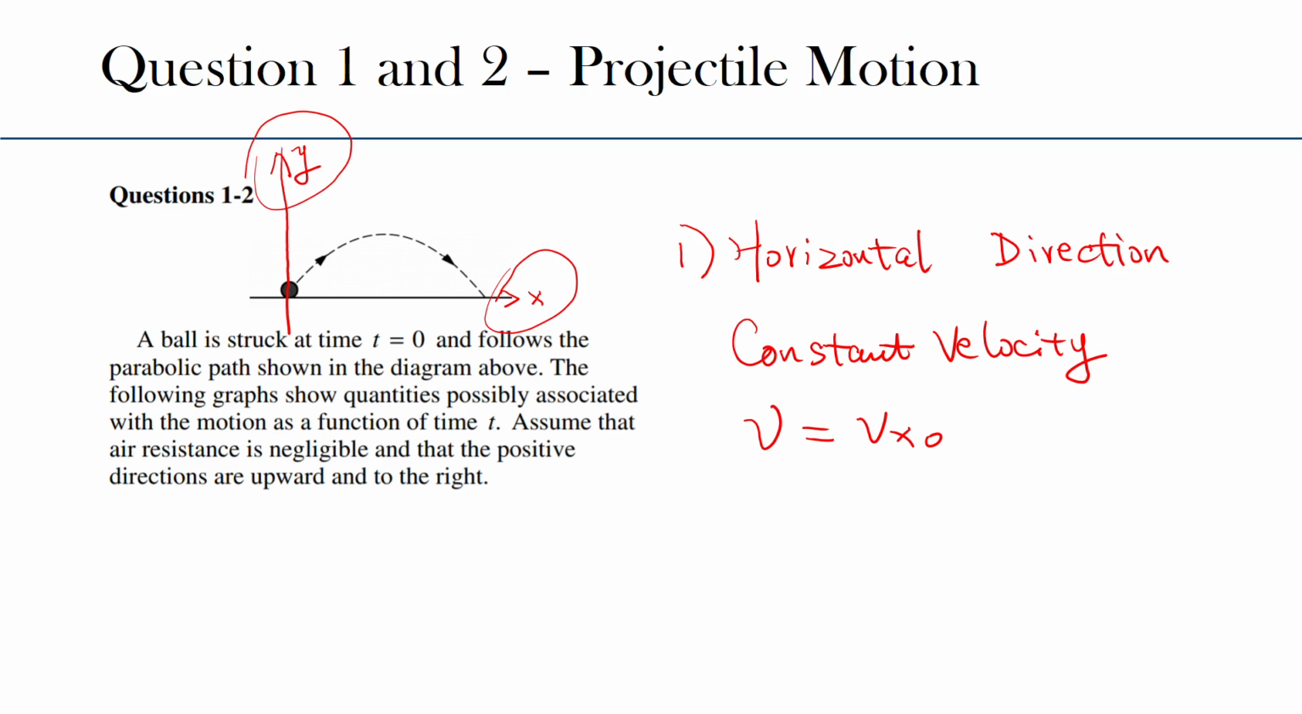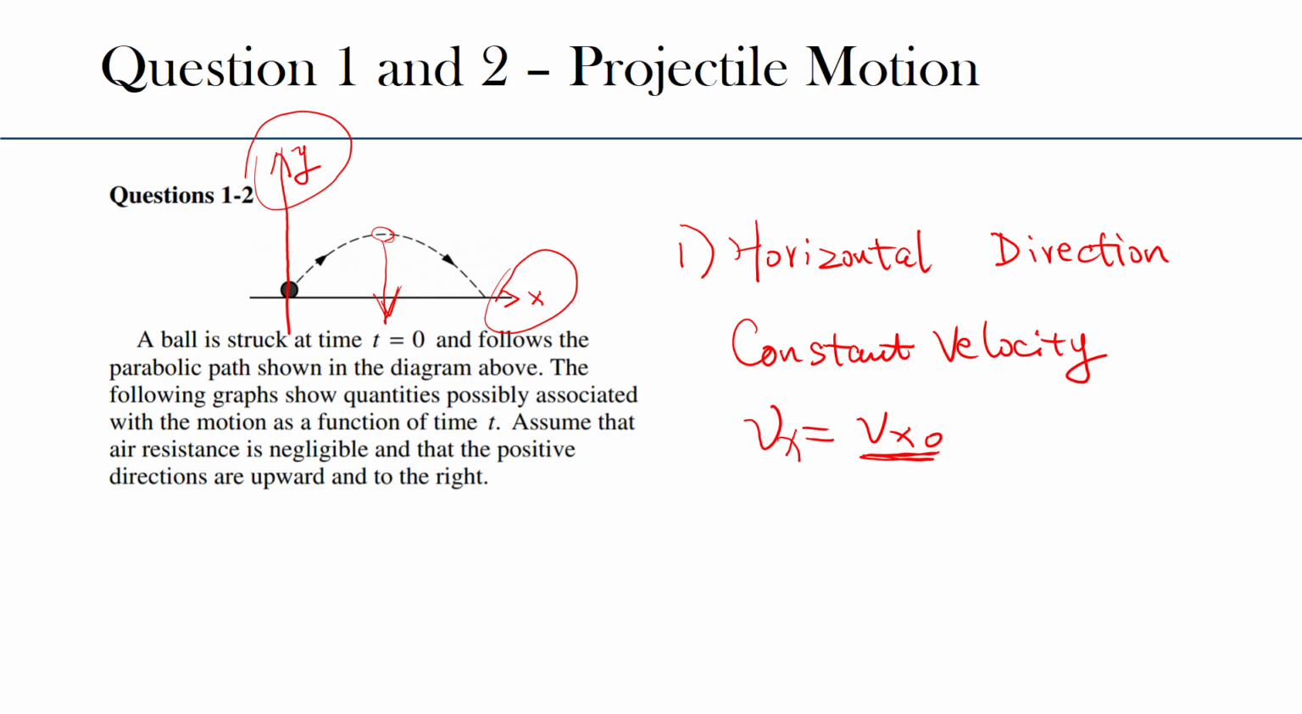For the horizontal direction, the velocity is constant. The reason is that in projectile motion the only force is gravitational force. Gravitational force is in the vertical direction, which has nothing to do with the horizontal. They are always independent of each other. Now, the horizontal direction has constant velocity. That is to say, the velocity in the x direction is going to be whatever the initial velocity is, called Vx0.